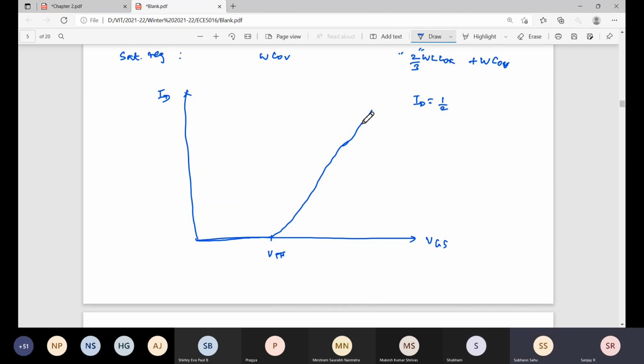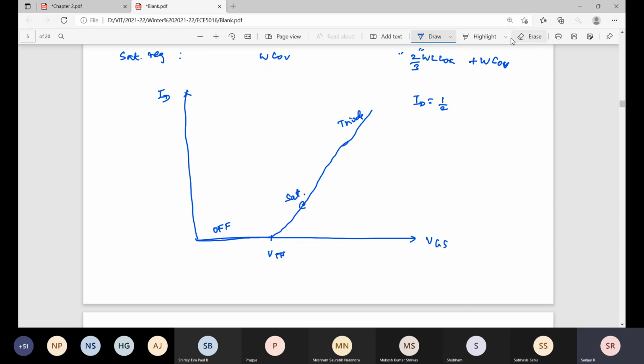Saturation, triode. Here you can assume this half is saturation and this half is triode. Fine. So where do you want to operate our transistor for amplification? Saturation.